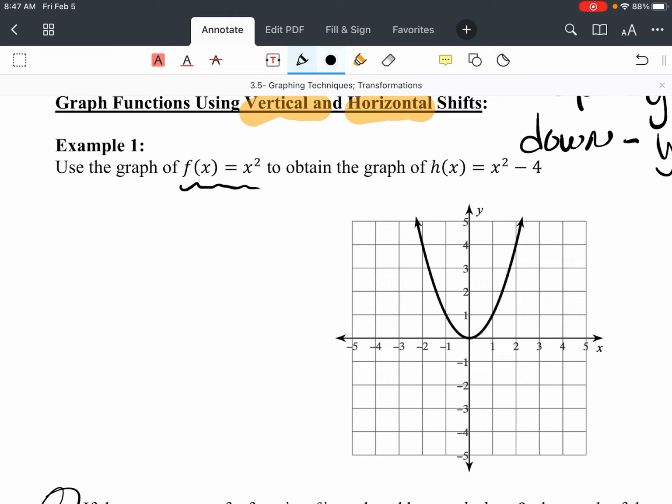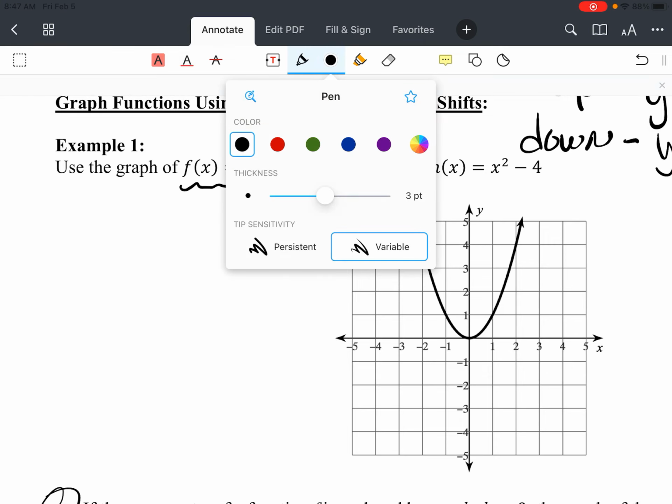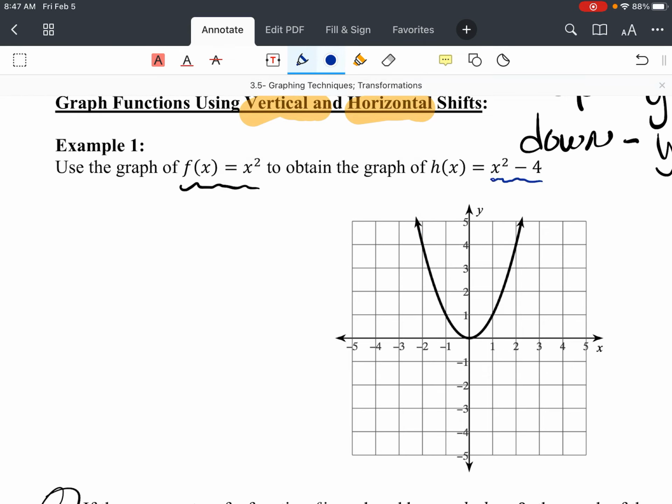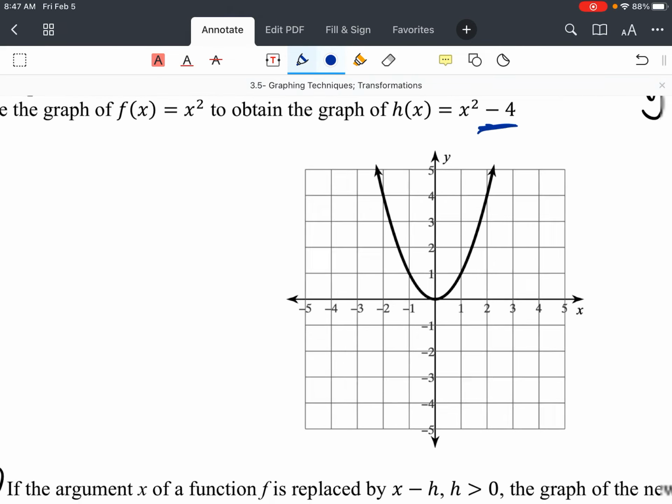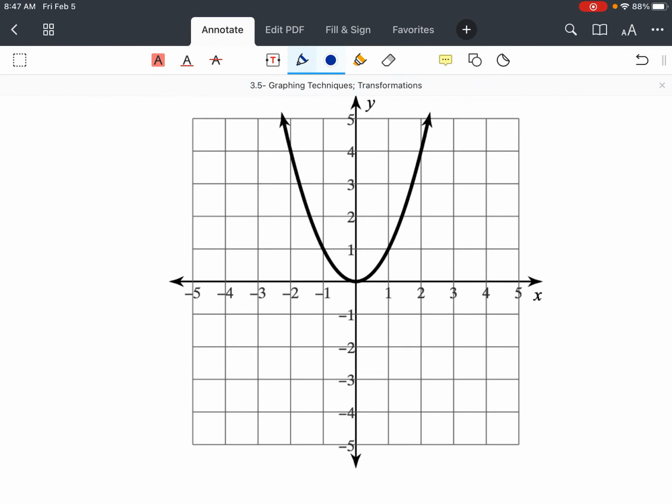What I'm going to be looking for in these examples is for you to always take a look at what the parent function looks like, the function with no transformations done to it. We're going to eventually be graphing this function here, but I want you to take away all of the transformations and see what we're left with. If I take away the transformation here, which is minus 4, all we're left with is the original function, x squared. I want you to be able to recognize the shape of those graphs. So this graph is a shift down 4 units.